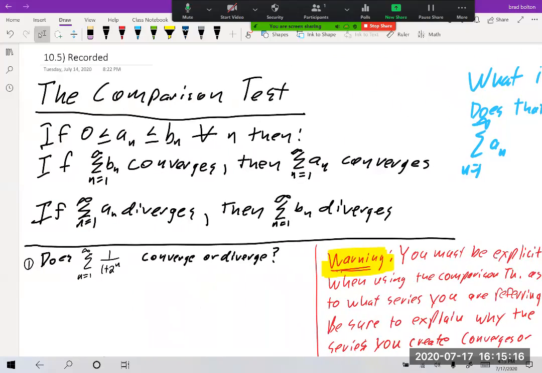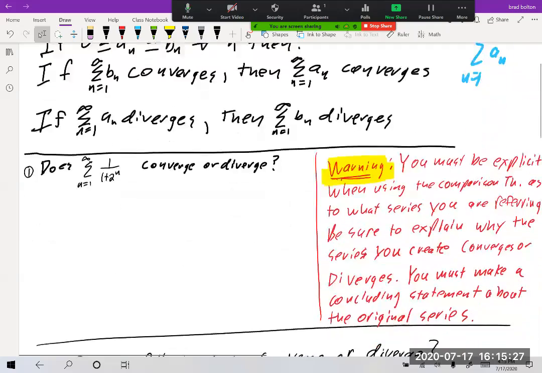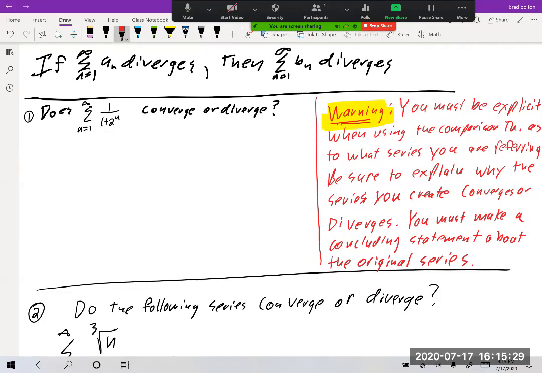It has to line up like this: if b sub n, the bigger one, converges, then the smaller one must converge. Or if the smaller one diverges, then b sub n, the bigger one, will also diverge. So let's take a look at this problem right here. It says, does the series from n equals 1 to infinity of 1 over 1 plus 2 to the n converge or diverge?